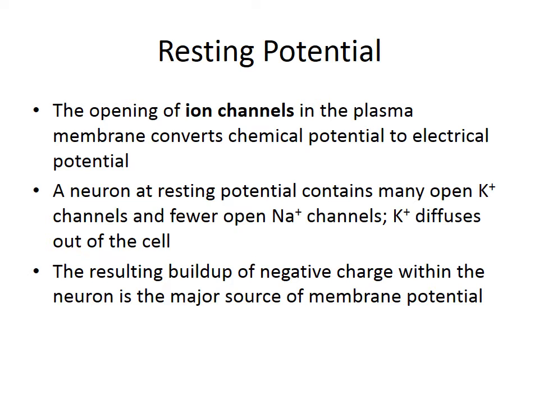A neuron at resting potential contains many open potassium channels and fewer open sodium channels. And that makes sense because we want to keep a lot of potassium inside, and we want to keep very little sodium inside. So it's not going to have a lot of sodium channels open so sodium can rush on in. That's making more work for itself. So it's not going to do that. And potassium is going to diffuse out of the cell, and the resulting buildup of a negative charge within the neuron is the major source of the membrane potential. And we're going to look at membrane potentials and how they actually work.